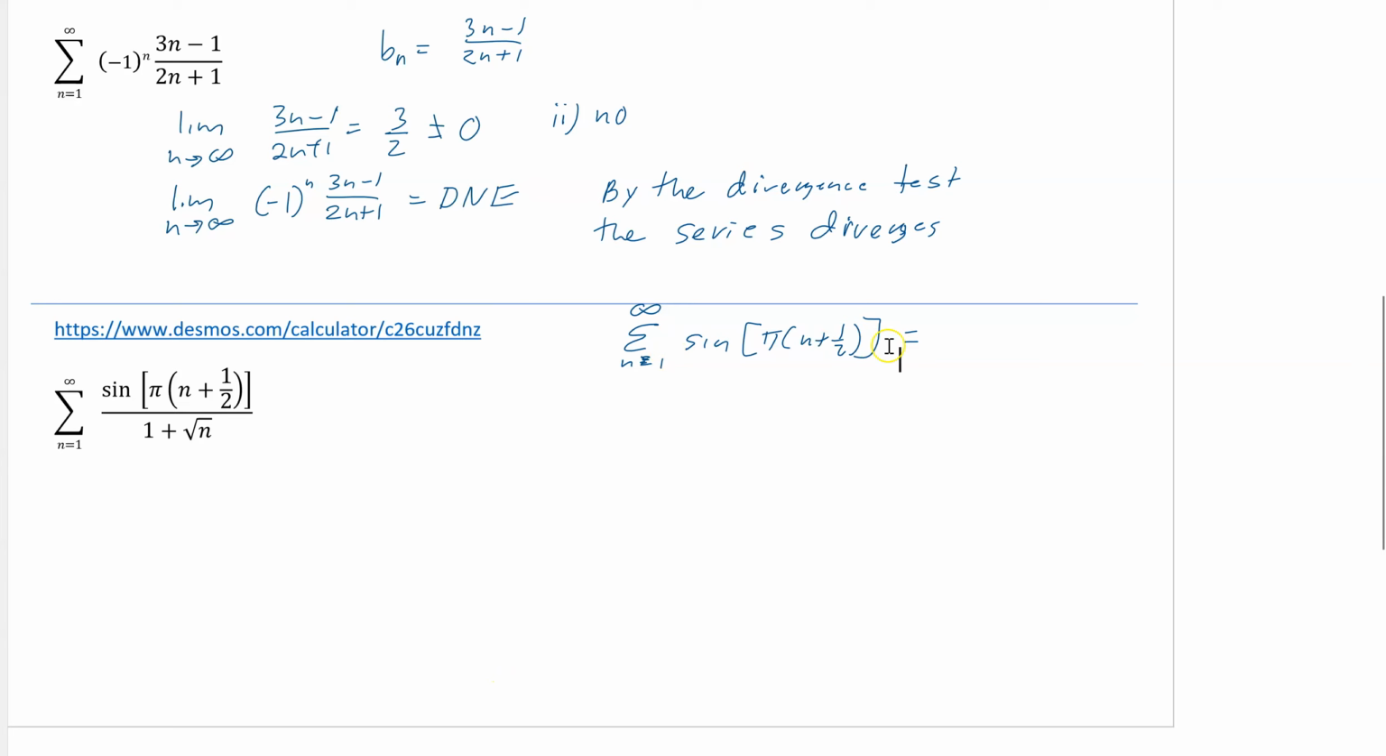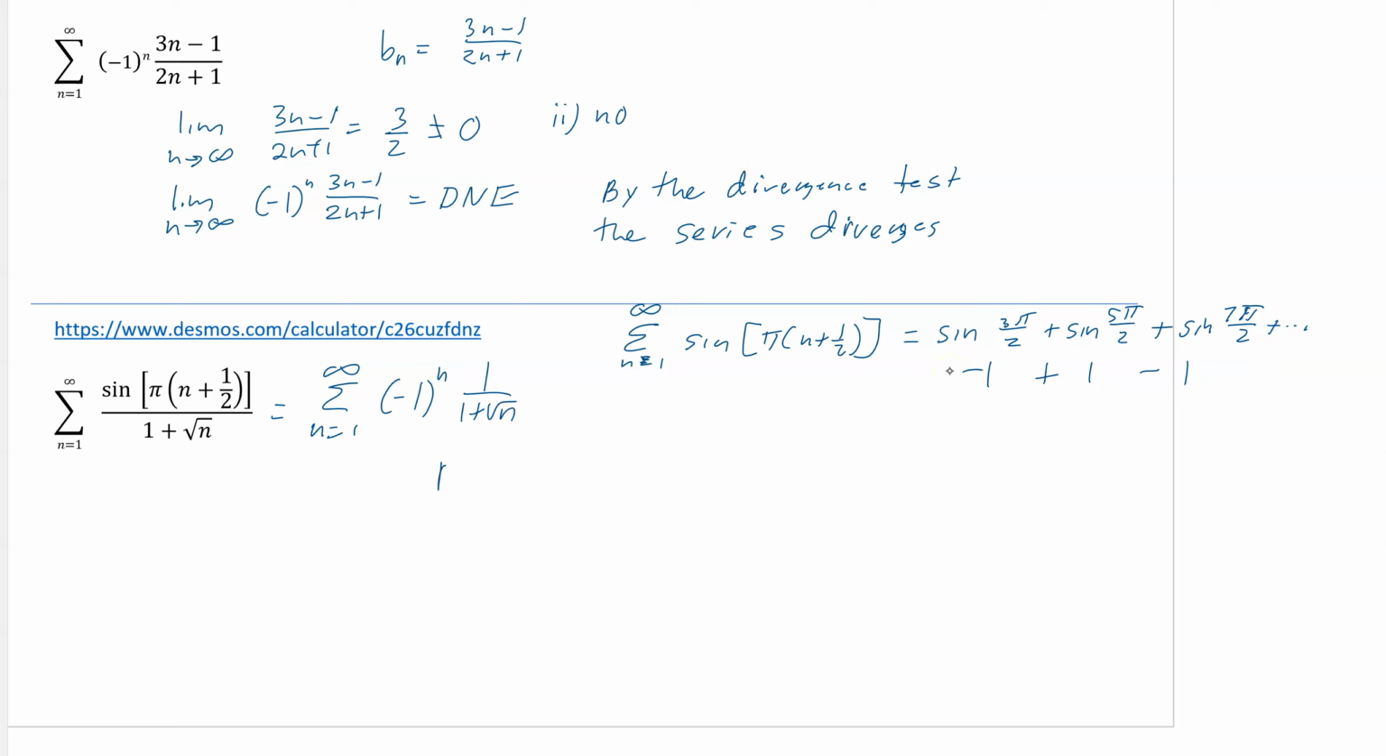So now if I were to plug in 1, this would become sine of 3 pi over 2 plus sine of 5 pi over 2, and then so on, plus sine of 7 pi over 2 plus ... And so if you remember with sine of 3 pi over 2, that's -1 plus 1 minus 1. So it's going to be a -1 to the power of n. So this is the sum from n equals 1 to infinity, -1 to the power of n, and then we always double check it. Plugging in 1 gives us -1, it checks, and then now we have our b sub n.